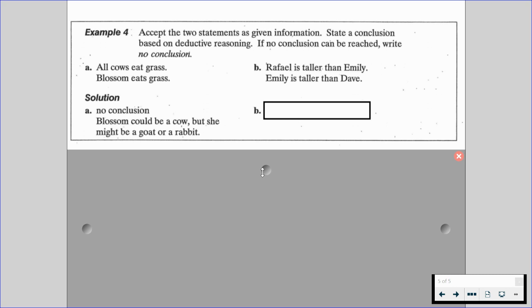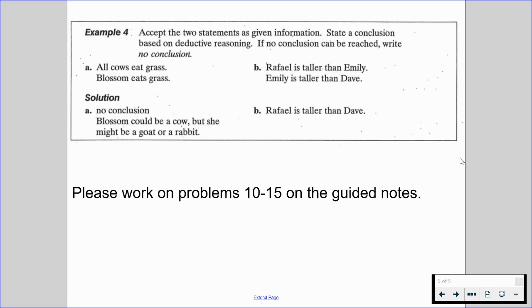And in B, Raphael is taller than Emily, and Emily is taller than Dave. So by deductive reasoning, we should be able to conclude that Raphael is taller than Dave, which should make sense because Raphael is taller than Emily, and Emily is taller than Dave. So Raphael, again, should be taller than Dave. Please work on problems 10 through 15 on the guided notes.